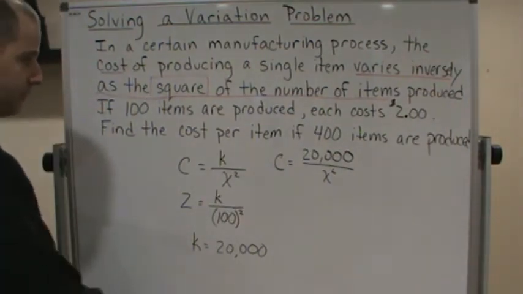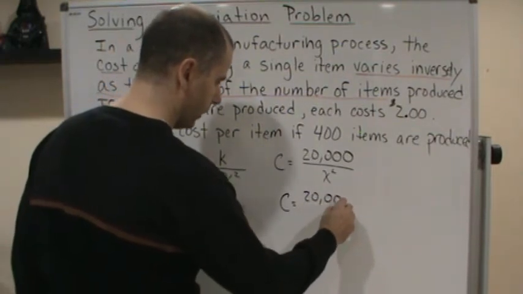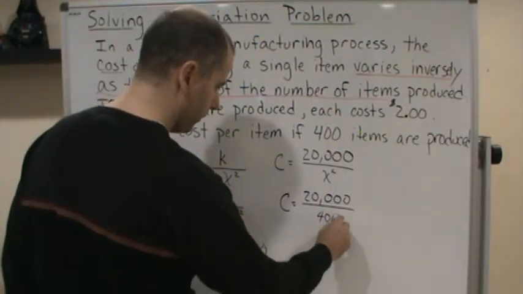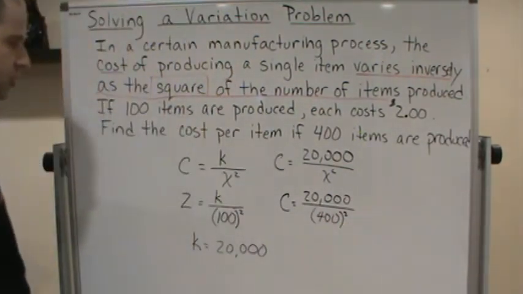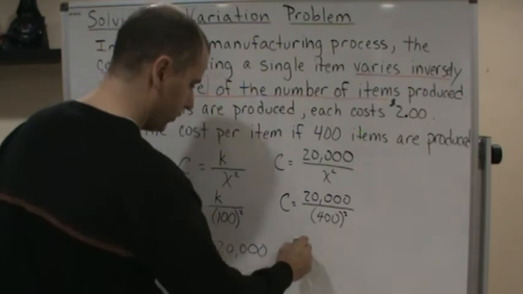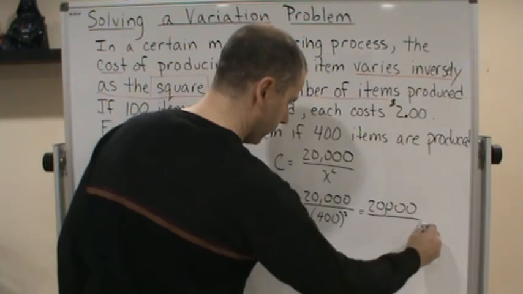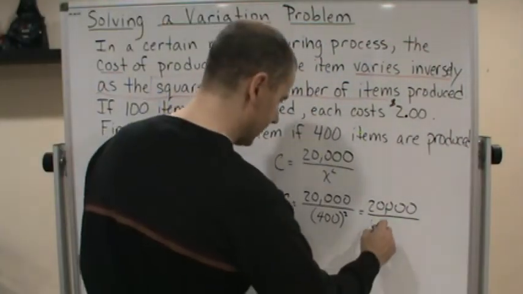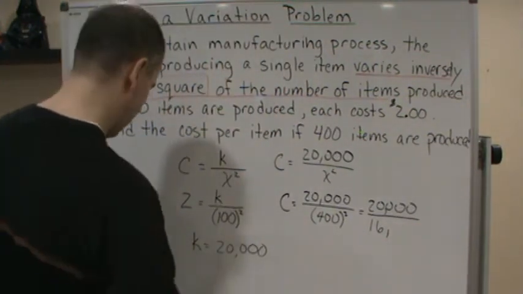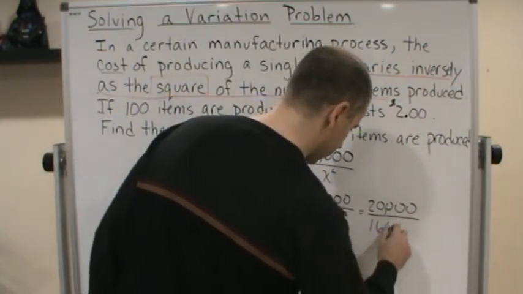And now we can go to step 4, which is solve for the cost if 400 items are produced. So now we're going to solve for cost, so that means we're going to take 20,000 divided by X squared, where X is 400 now. We're going to take 400 squared, which is 160,000. Sorry, I misspoke. 160,000. So this is going to equal 20,000 over 160,000.